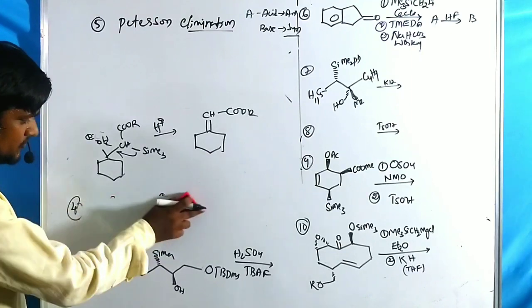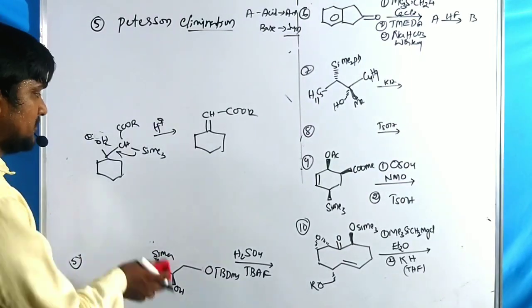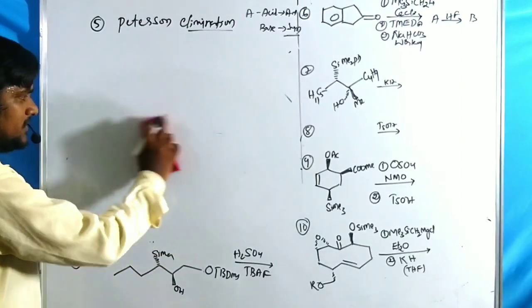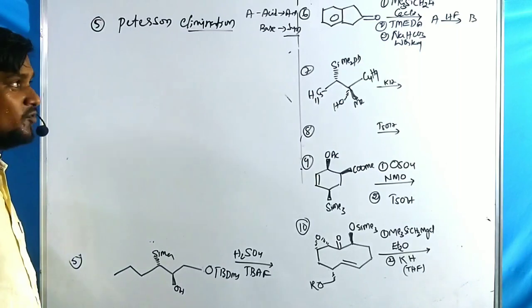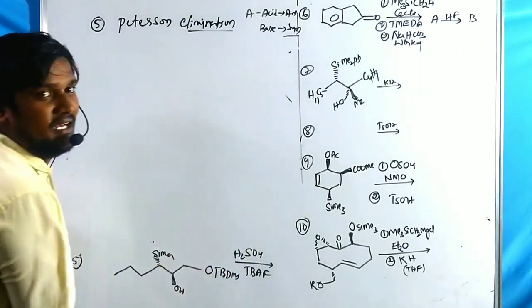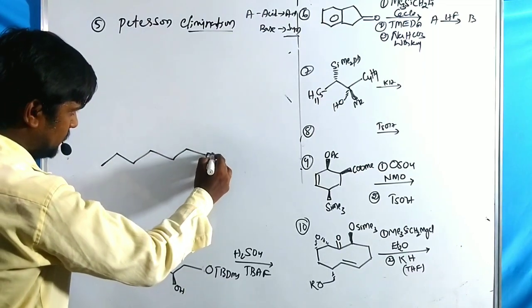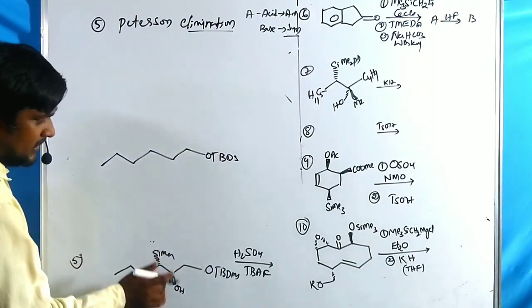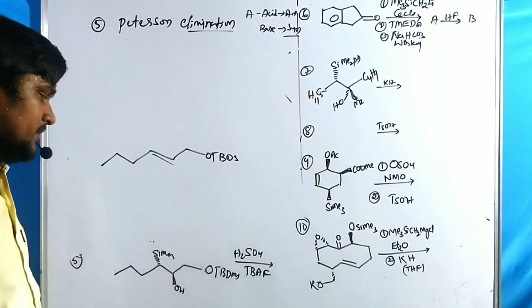Now I'll go through the fifth one. This is a previous year GATE question, GATE 2017, I think approximately December or June. Now here they are given in the acidic medium. We already discussed that acidic medium means anti-elimination. Here the OTBDMS groups are already arranged in the anti position, that's why we'll get the same product.